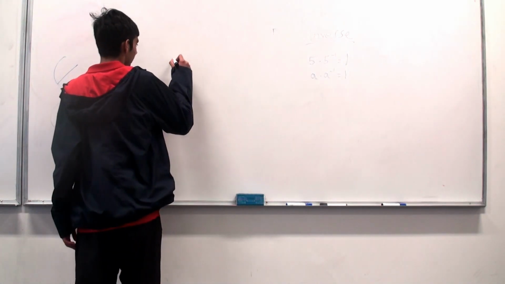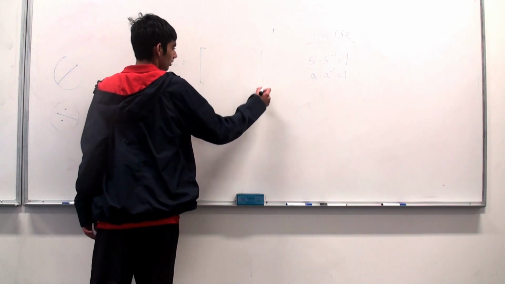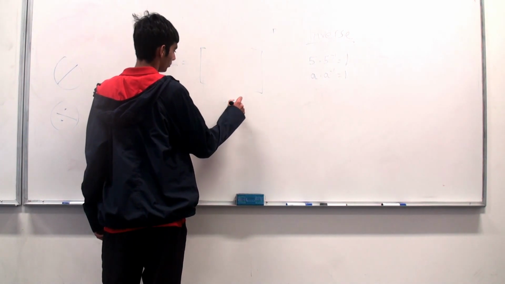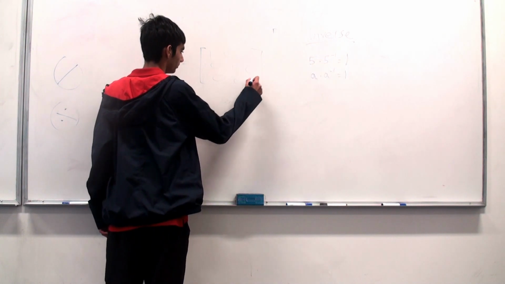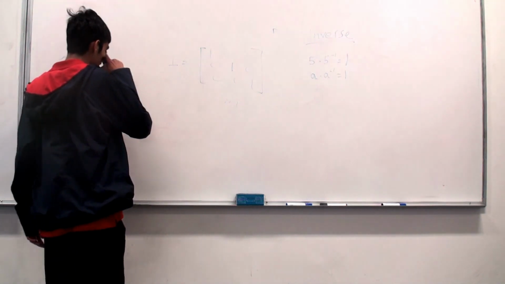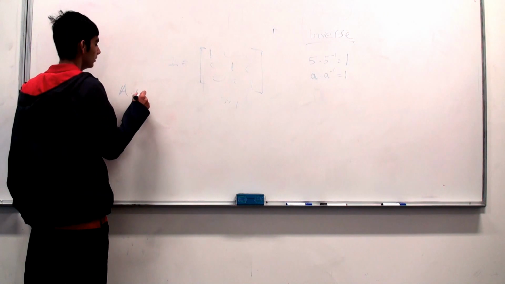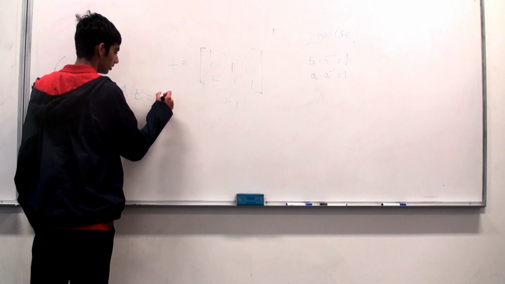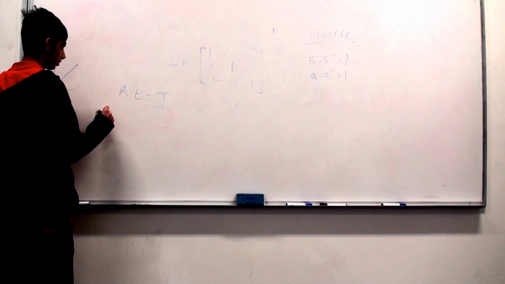The identity matrix is a matrix with all diagonals 1 and 0 everywhere else. So if we have a 3 by 3, it's 1, 0, 0, 0, 1, 0, 0, 0, 1. And that is the identity matrix. So basically we want to see if we have some value B such that A times B is the identity matrix.